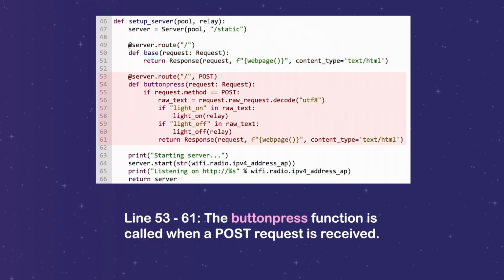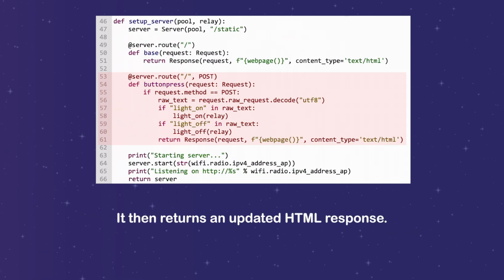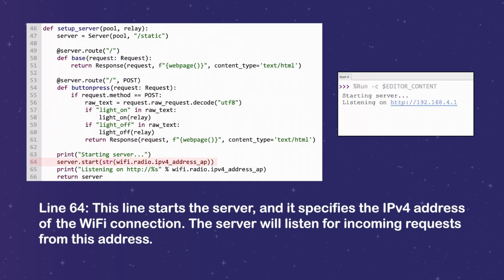Line 53 to 61. The button press function is called when a post request is received. It checks if the request contains data related to turning the light on or off and calls the corresponding functions. It then returns an updated HTML response. Line 64. This line starts the server and it specifies the IPv4 address of the Wi-Fi connection. The server will listen for incoming requests from this address.